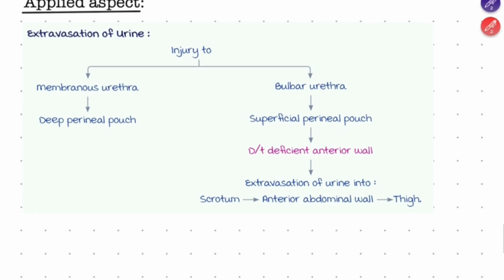Let's discuss the applied aspect. If there is injury to the membranous urethra, urine extravasation takes place into the deep perineal pouch, and if injury happens to the bulbar urethra in males, extravasation of urine happens in the superficial perineal pouch since it has a deficient anterior wall. First of all, urine extravasates into the scrotum, then the anterior abdominal wall, then the thigh.